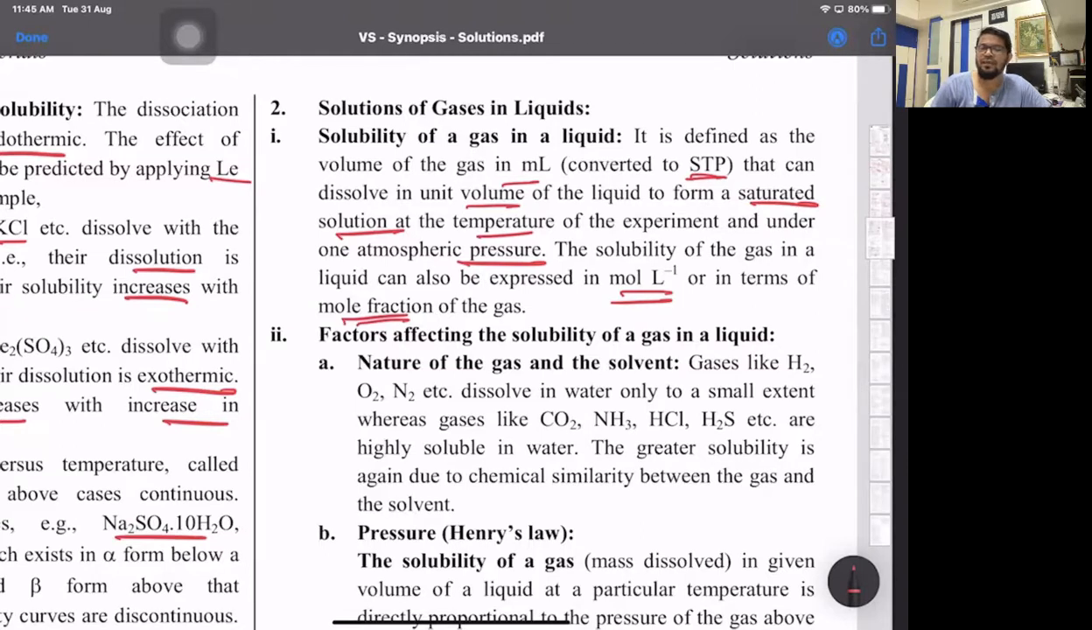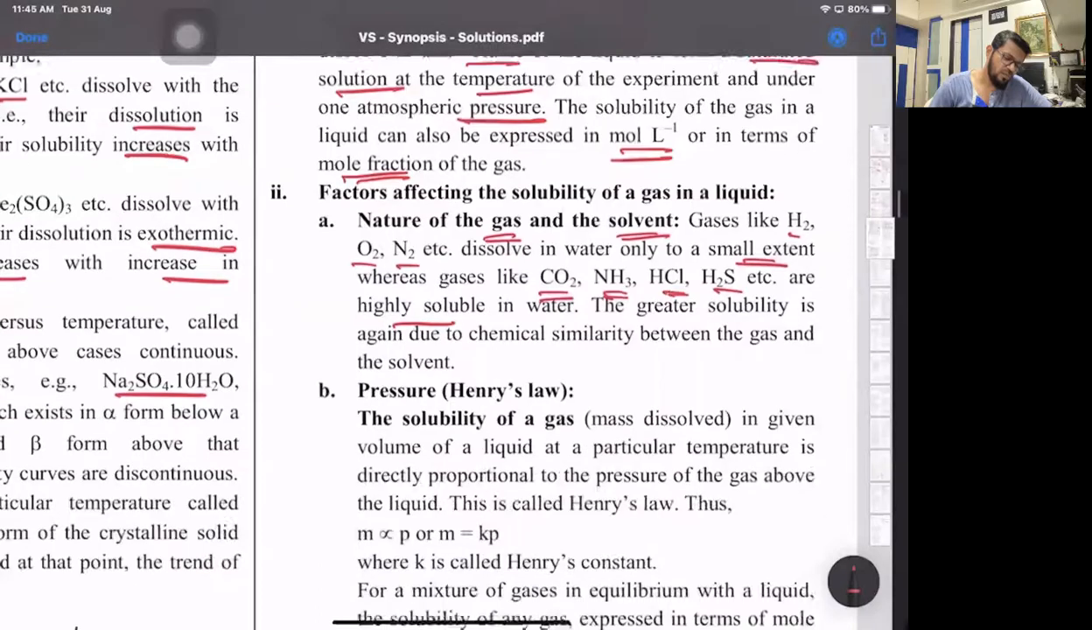Now the factors affecting solubility: the nature of the gas as well as the solvent. Gases like hydrogen, oxygen, nitrogen are non-polar, with no difference in electronegativity, so they dissolve in water to a lesser extent. Like dissolves like, so these non-polar gases are less soluble in water. But gases which have charges, CO2, ammonia, HCl, are highly soluble in water, because like dissolves like.